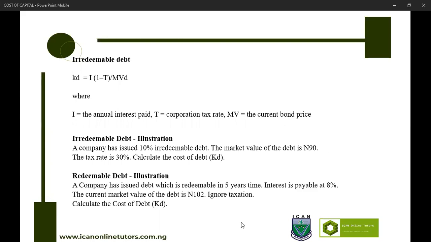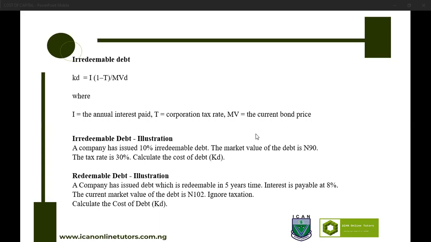I think it will be good for the benefit of some of us if we can repeat the redeemable debt illustration once again, maybe before starting the next class. Yes, it will be good, because the formulas and the processes are a little bit longer than those of irredeemables.